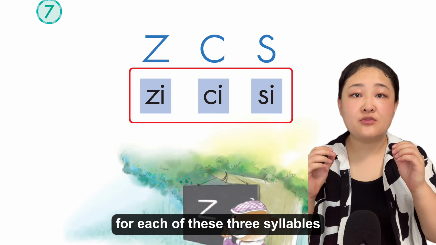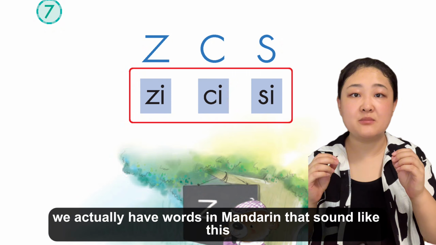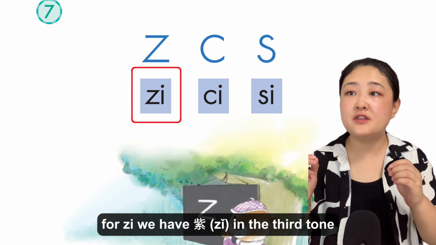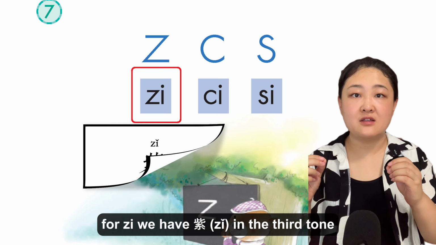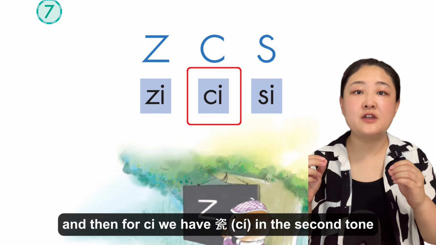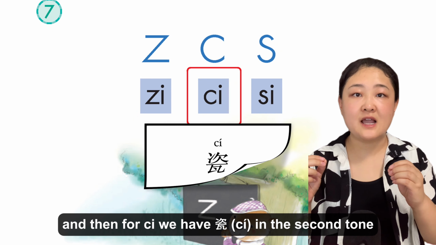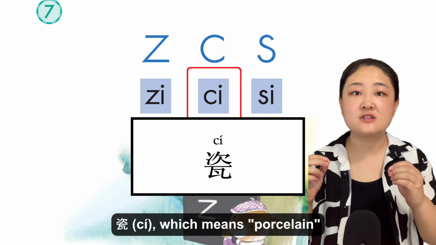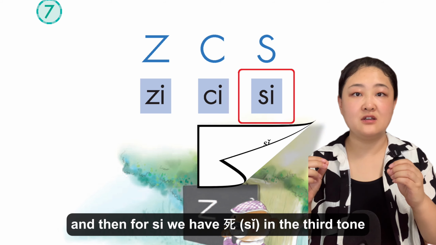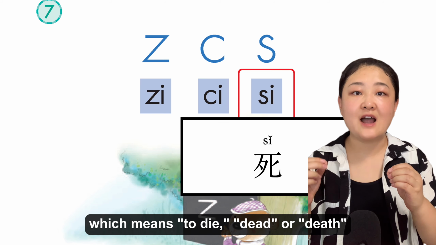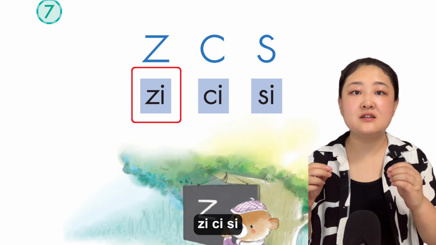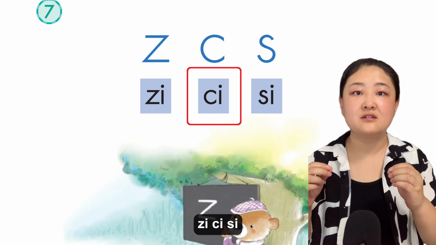For each of these three syllables, we actually have words in Mandarin that sound like this. For example, for the, we have zi in the third tone, zi, which means purple. And then for th, we have zi in the second tone, zi, which means porcelain. And then for th, we have th in the third tone, which means to die, dead, or death. Repeat after me again. The, th, th.